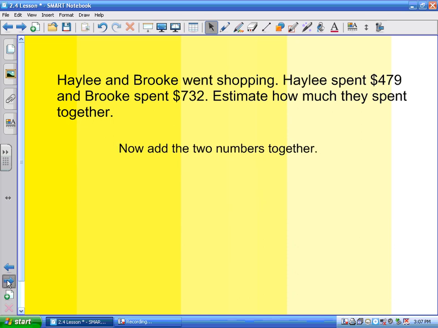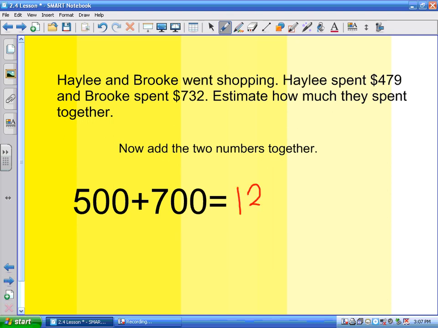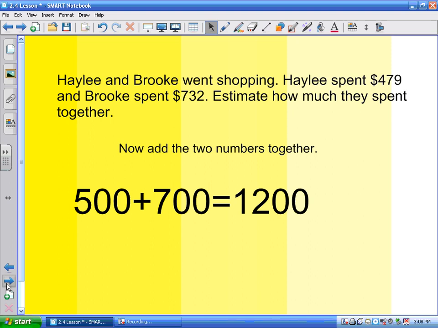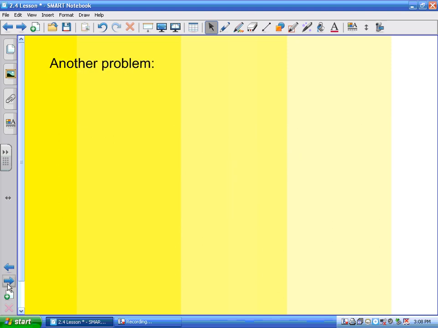Now what you're going to do is add these two numbers together. Now, 500 and 700 gives you what? 1,200. There you go, 1,200. That's a lot easier to add than this number here and this number here. So we're doing an estimate. So roughly, how much did they spend? $1,200 together. Is this the exact number of dollars they spent? No, because we rounded them off to find out, right? So if you take a look, there's your answer, and there's the sentence.